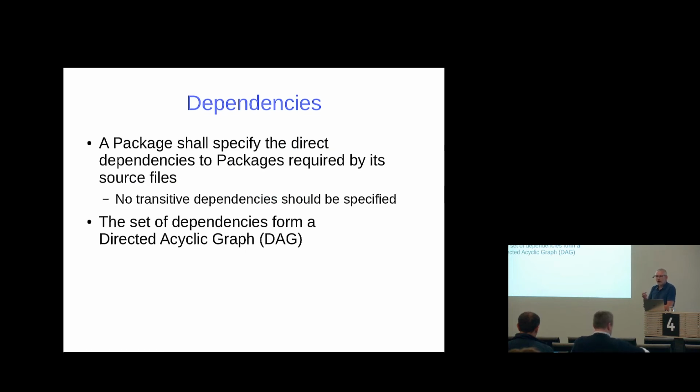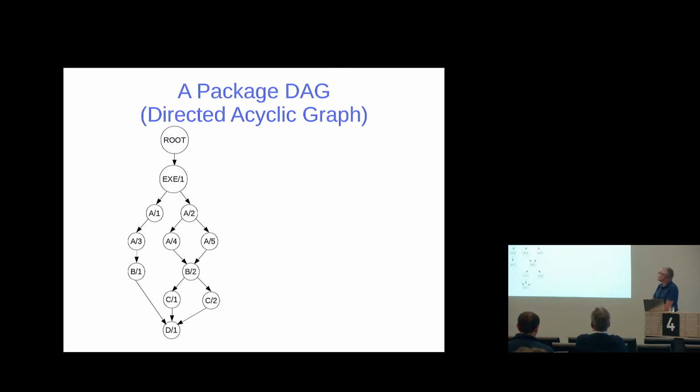In HiMake, the packages shall specify the direct dependencies to other packages required by the source files. It should never specify any transitive dependencies. And together, these packages or dependencies will form a directed acyclic graph, a DAG. And this is a simple DAG of packages. It has a root at the top. That one is generated by HiMake always. Then it's an executable, number 1, which again depends on 2 packages, A1 and A2, which again depends and depends and depends.